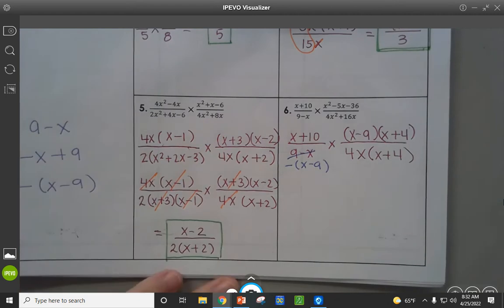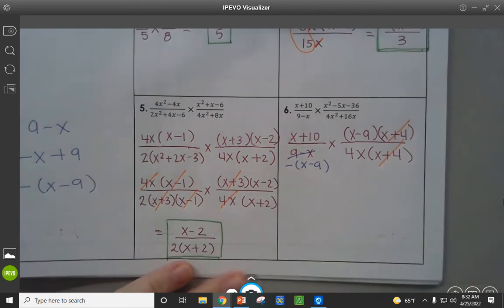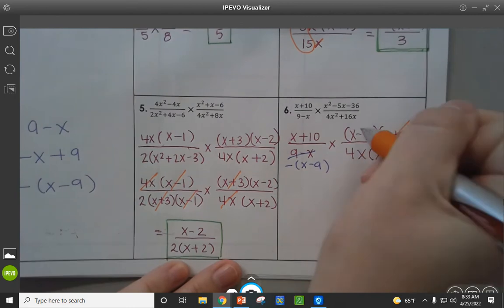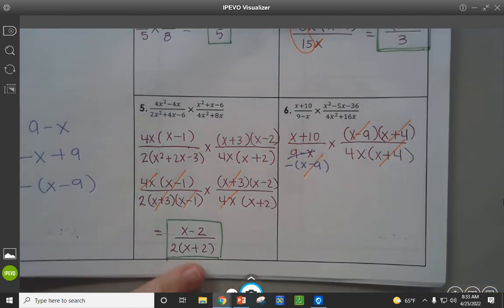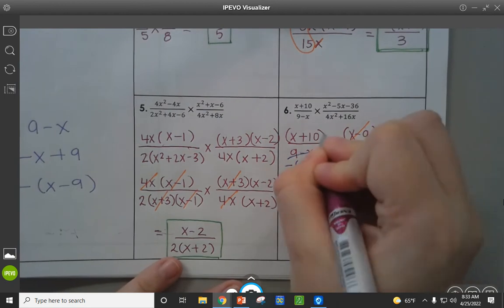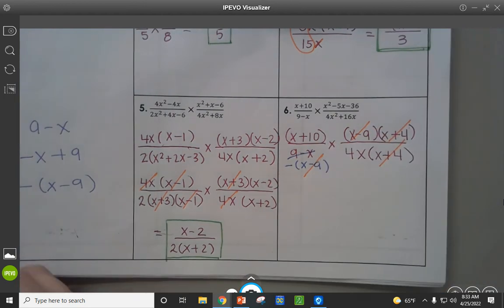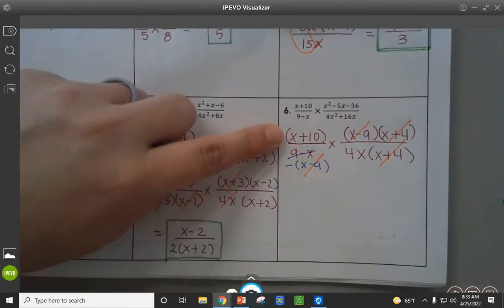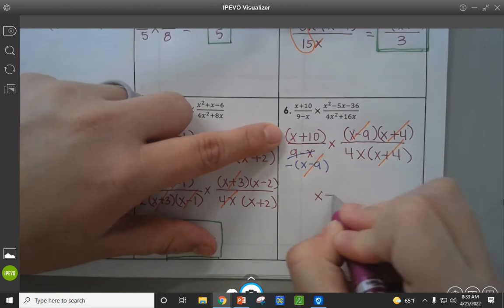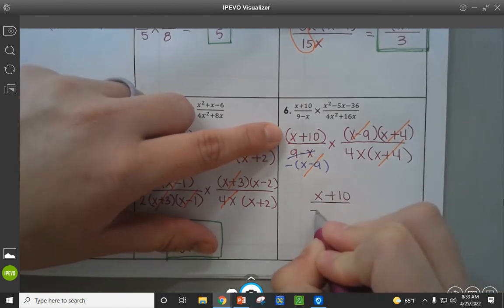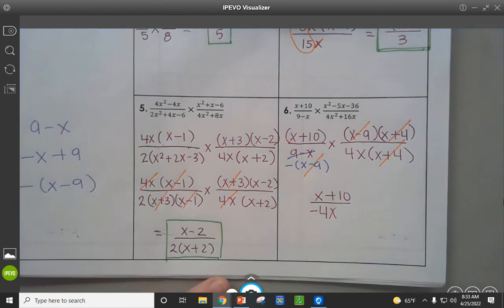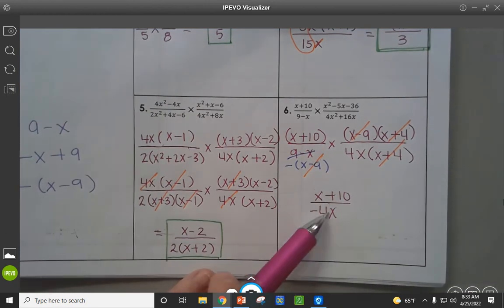All right, let's cancel out factors. We had x plus 4, x plus 4. X minus 9, x minus 9. Now this x plus 10, that itself is a whole factor. Two things that are being added together, that's considered a factor. So that leaves me with x plus 10 in the top, the numerator, and negative 4x in the denominator.